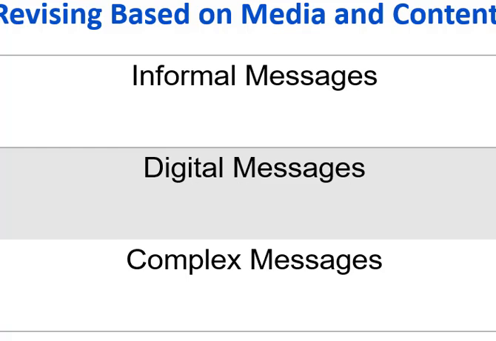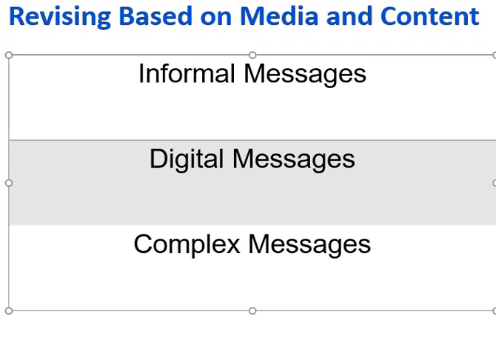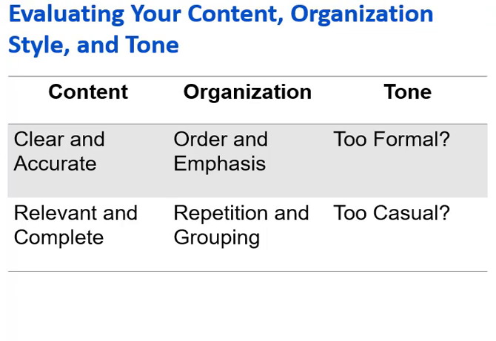Okay, so there are different ways in which the revision process works based on what you're talking about. Are you talking about an informal message, something that may be a memo to the person who works next door to you, or even an oral recording, just a quick note? Is it a digital message like an email, or is it a complex message? The revising content will be very, very different depending on which one you're talking about. Informal might require no revision or almost no revision. Digital messages a little more. Complex messages like company-wide policies even more.